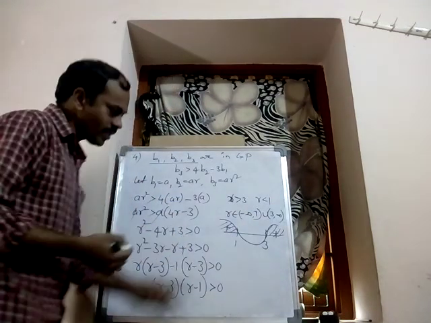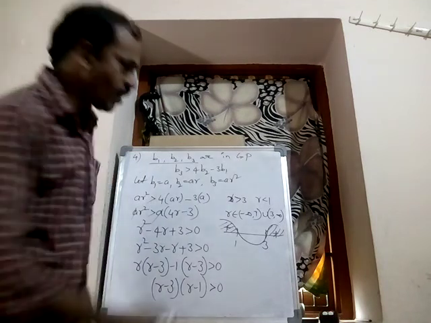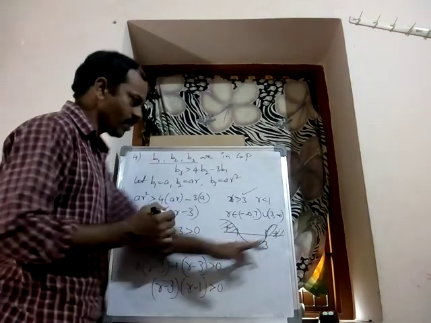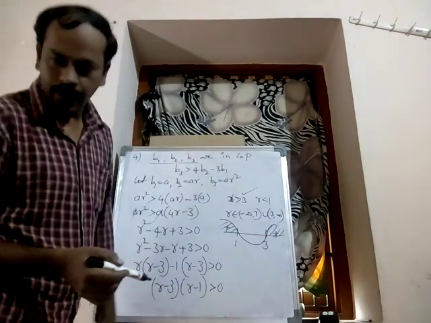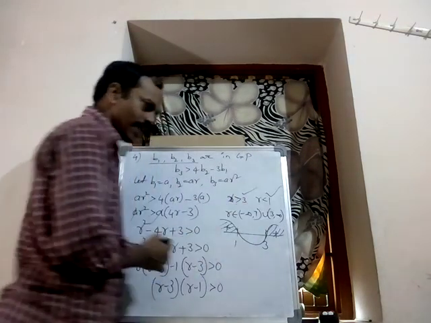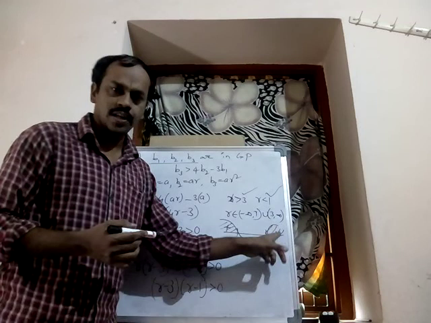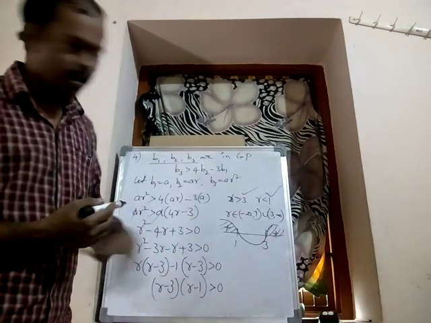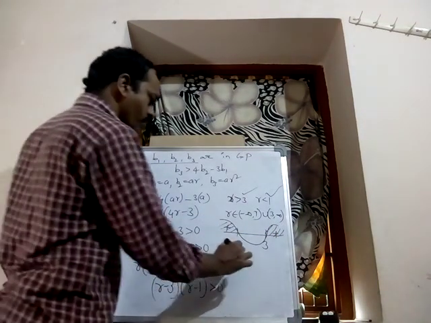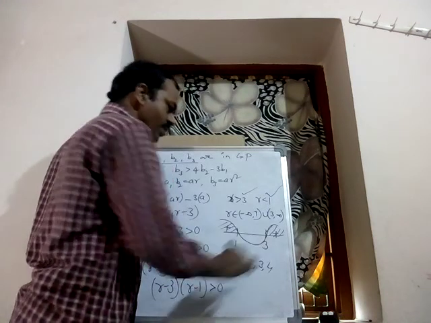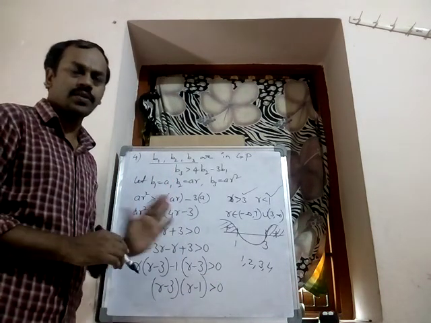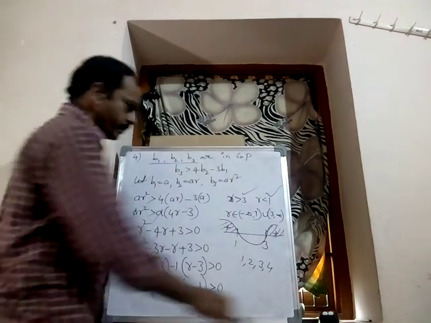Okay, so what are the options? R greater than 3, yes, this is correct one. So R values are more than 3 and R values are less than 1, this is also correct one. R is equal to 3.5, 3.5 means more than 3. Okay, this is also correct. R is equal to 5. So all 4 options are correct. First, second, third, fourth, all options are correct only.